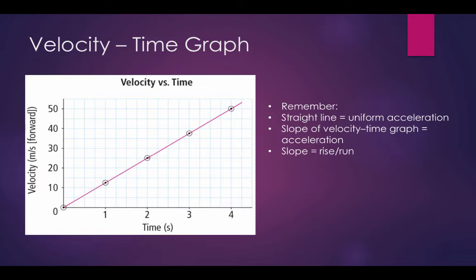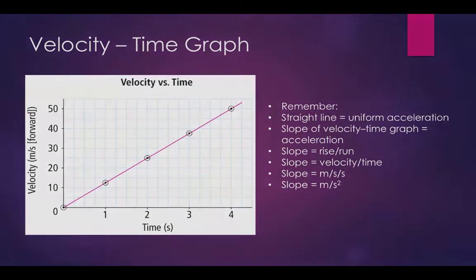When calculated using the rise over run formula, it results in velocity divided by time, which leads to the units being meters per second squared. The units for acceleration are meters per second squared.